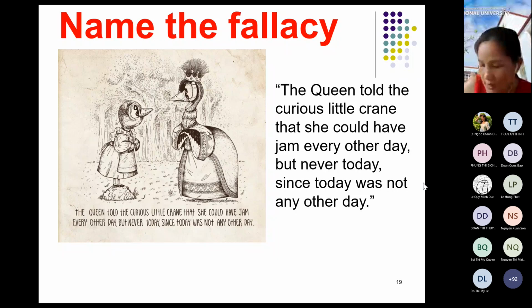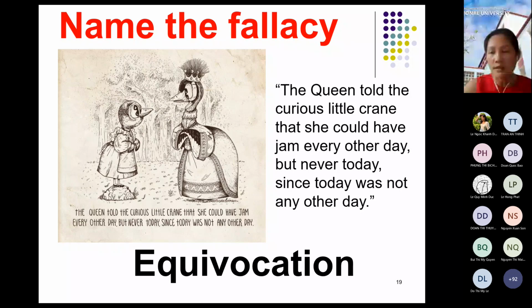In this example, something is being repeated again and again. You cannot have it because every other day, but never today, since today was not any other day. So the word day is being repeated, but today and other days mean something different. At first you said it is begging the question because you felt like that, but we don't have anything like a premise being the conclusion and the conclusion being the premise here. It is more of a word being repeated again and again. So in this case, it is equivocation.